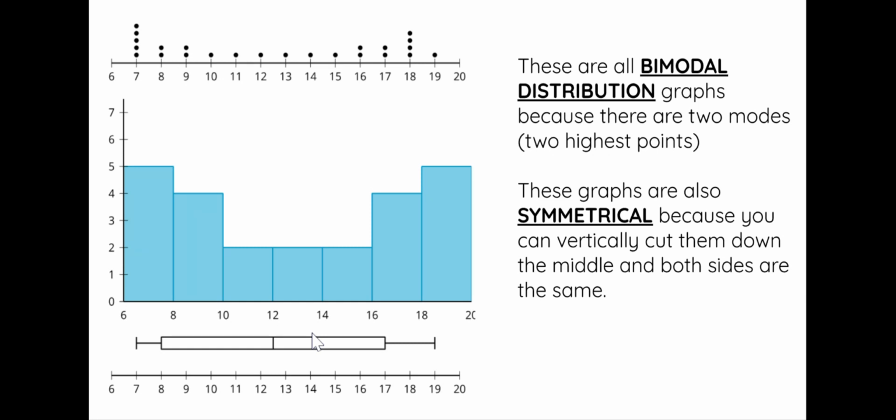What happens with a bimodal distribution is our data, as you can see in our box plot, gets pulled towards the minimum and the maximum because that's where our modes are. They're closer to the minimum and the maximum. We could also say that these graphs are symmetrical again because if we divided the graph down the middle, the left and the right side would look very similar to each other. So again, a graph can have two different distinctions of what they would be called based on their shape.